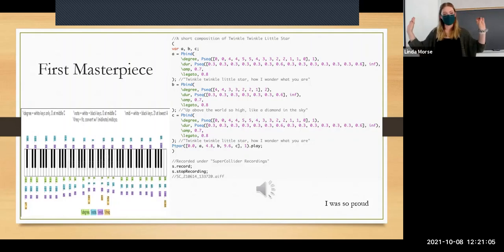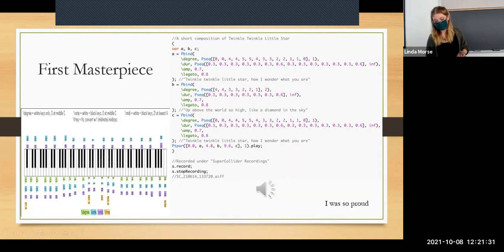But this is a little intro to what coding looks like. So I'll use my mouse to point at it so people on Zoom can see. So you declare your variables at the top, and I made each variable a little verse. And then each number you see here in degree corresponds to a number on the piano. So really simple, this is discrete point because each number corresponds to a specific note. So I was so proud of this.